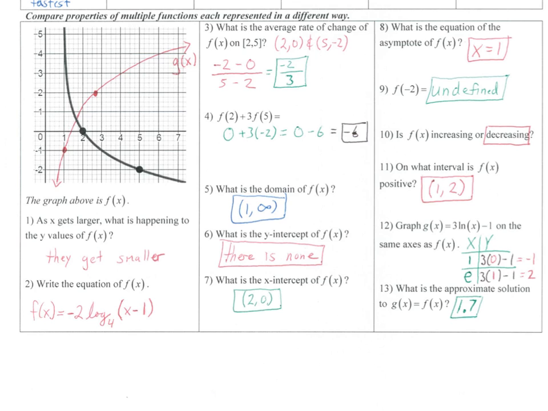And the last one is approximate the solution of g equals f of x. So this is g and this is f. What's the solution? Well, it's right where they cross, which is 1 point something. I said 1.7. Somewhere around there where they hit.